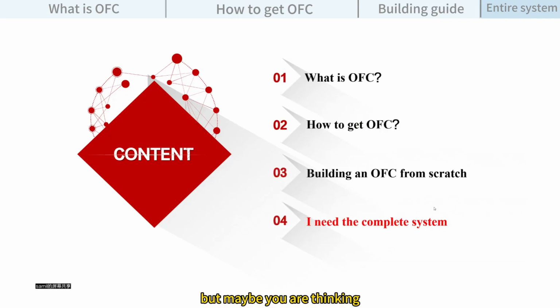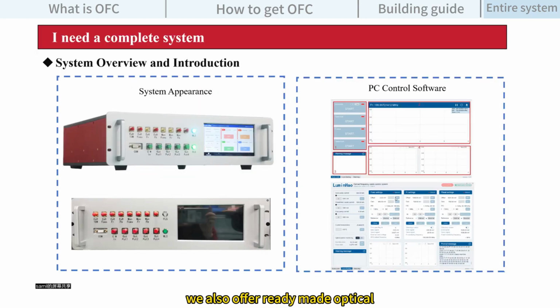But maybe you are thinking, I want to use an optical frequency comb, but I don't want to build it myself because I'm not sure how to design a servo control system, which is this part. Don't worry about this. We also offer a ready-made optical frequency comb in a 3-unit chassis, as shown in the image above, and this has several microwave outputs and several optical output ports and optical input ports.